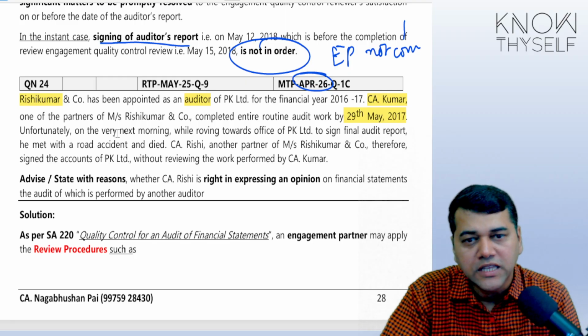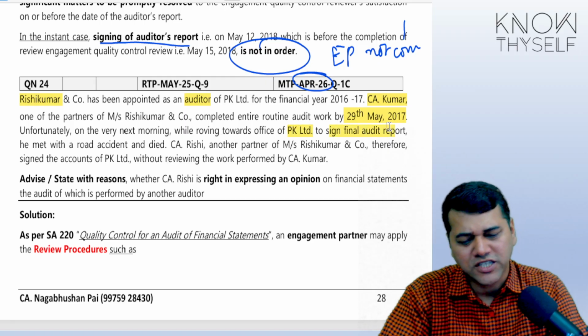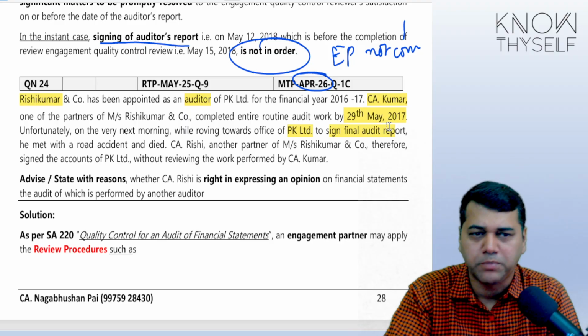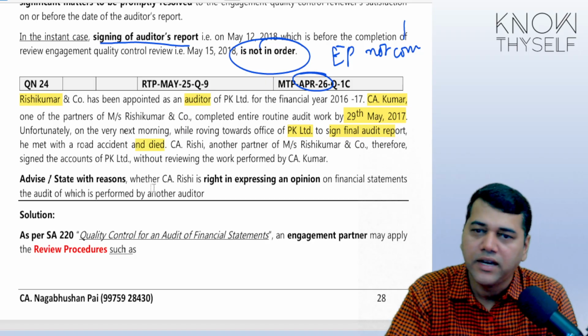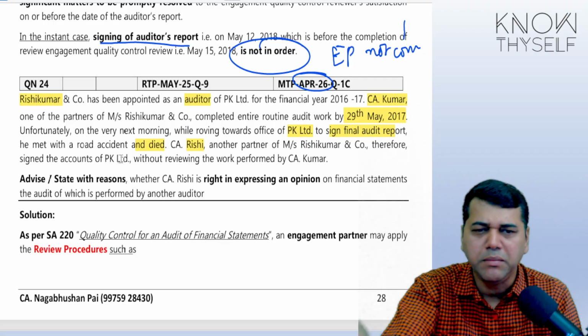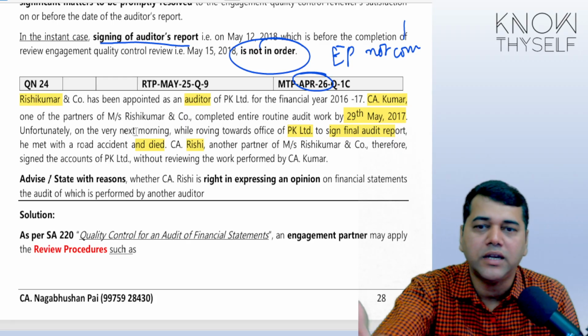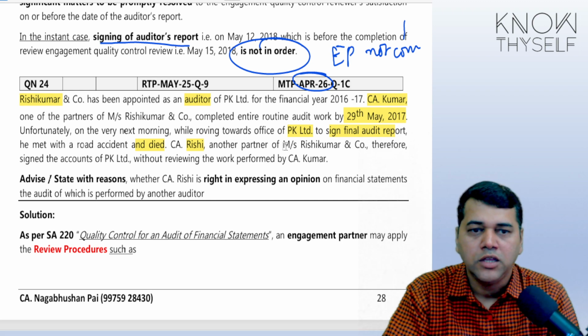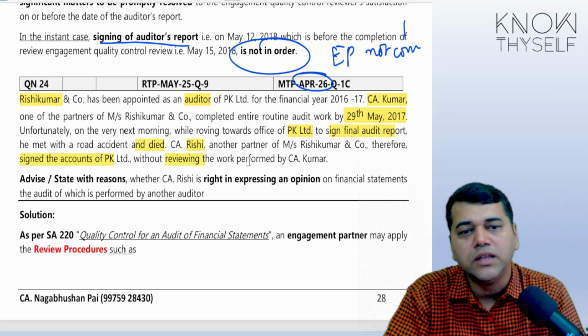Unfortunately, the very next morning, while driving towards the office of PK Limited, because he had to just go and sign the report now, every work being perfect and done, he met with a road accident and died. Very sad. Now, another partner, CA Rishi, there can be more partners, otherwise the partnership gets dissolved immediately on the death of a partner. So let us assume there can be more partners. Now Rishi Kumar went and signed the accounts without reviewing the work done by the CA.